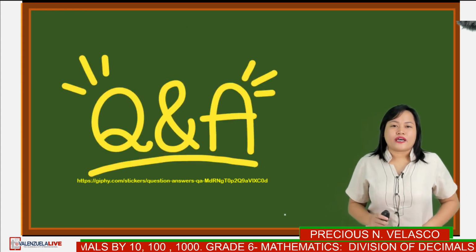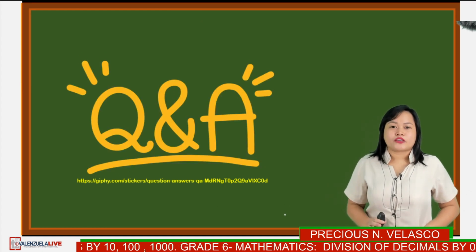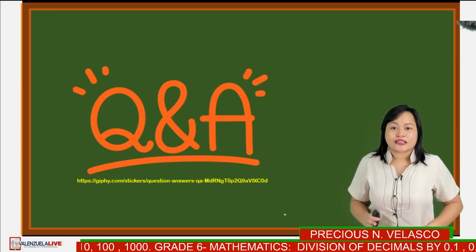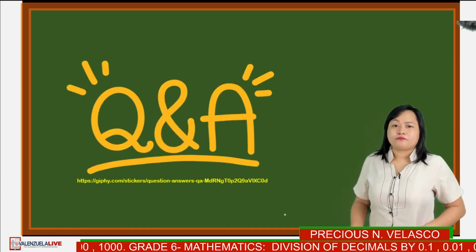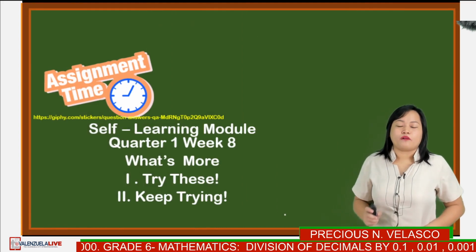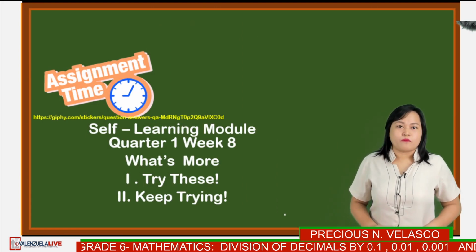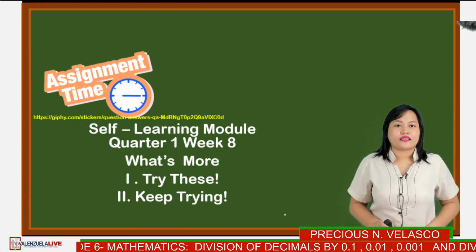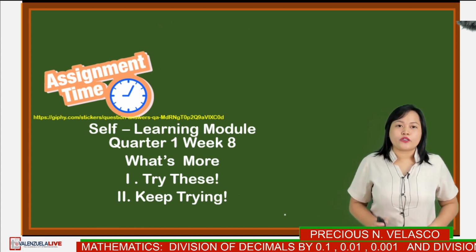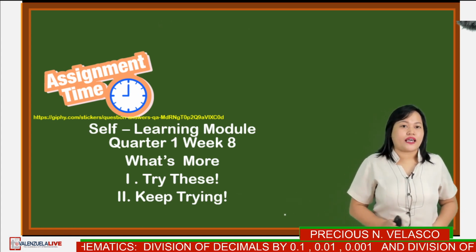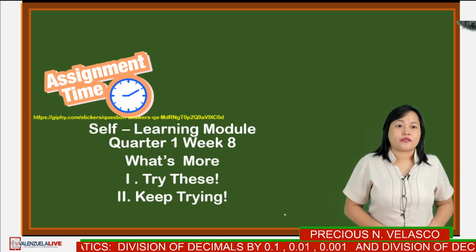Okay? I cannot answer all of your questions, but your subject teacher or your classroom teacher will do. For your assignment, I want you to answer Self-Learning Module, Quarter 1, Week 8. What's More, Roman numeral 1, Try This, and Roman numeral 2, Keep Trying.